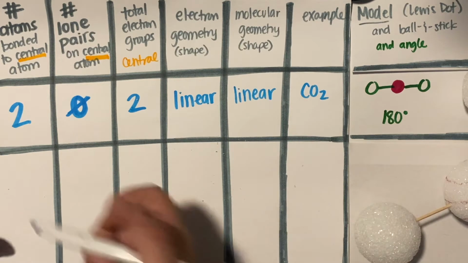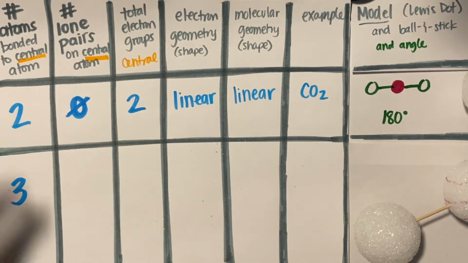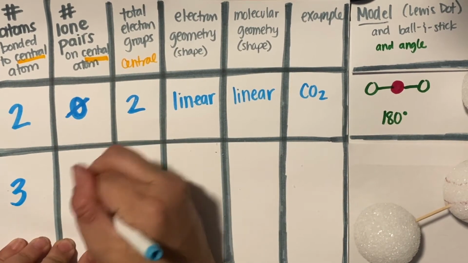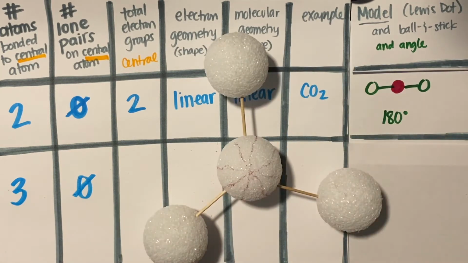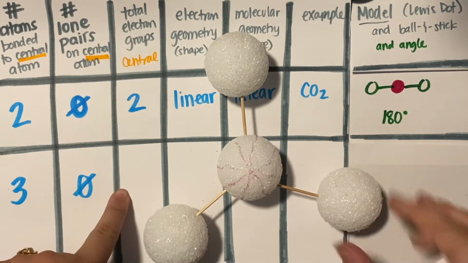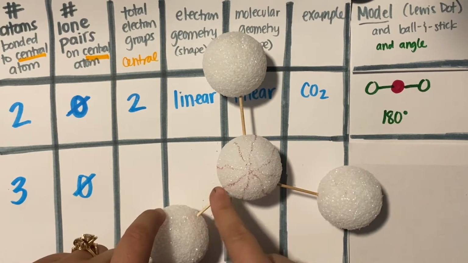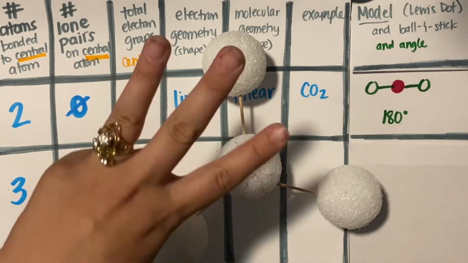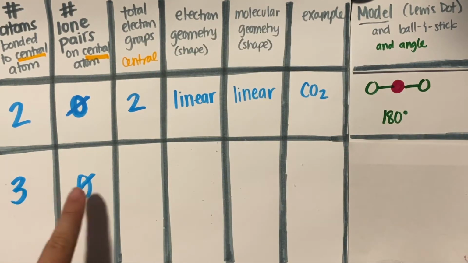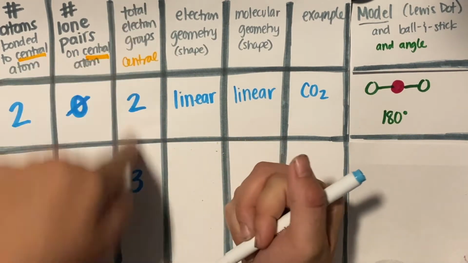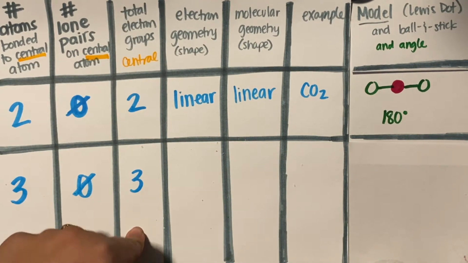So instead of 2 atoms, we're going to up the ante. Now we're going to have 3 atoms, and again, no lone pairs yet. So for my total electron groups, I have 1 group here, 1 group here, 1 group here, 3 total groups. And again, these added up should be my total electron groups on my central atom.